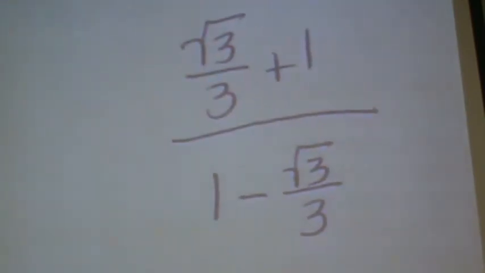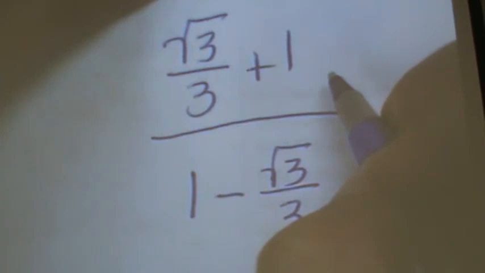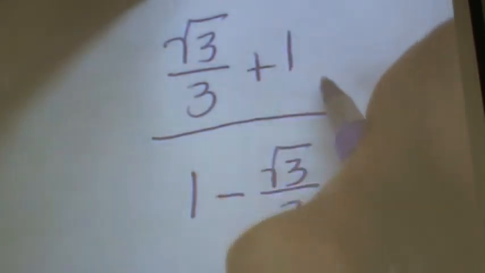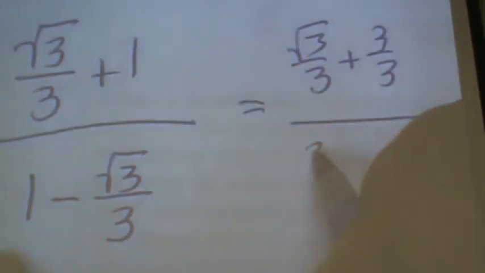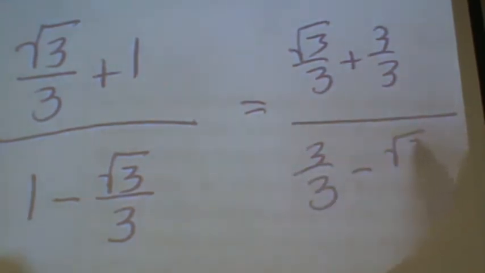Now, how do you do this problem? This is an algebra problem, believe it or not. How do you add the numerator up? How do I add these two up? What do I have to turn 1 into? 3 over 3. Did everybody catch that before I write this? This is root 3 over 3 plus 3 over 3, over 3 over 3 minus root 3 over 3.